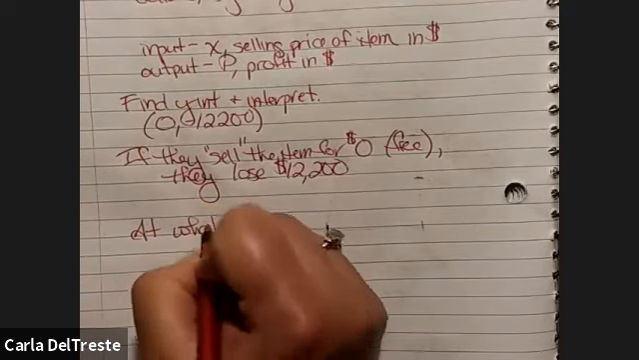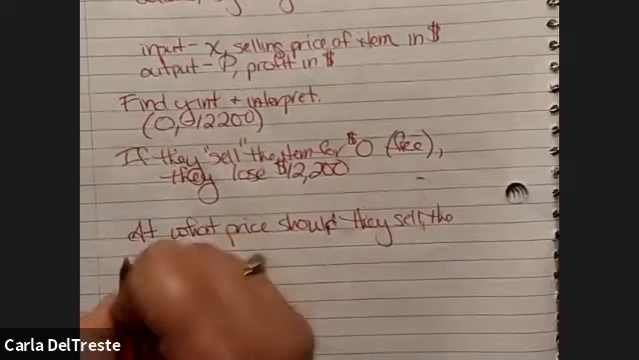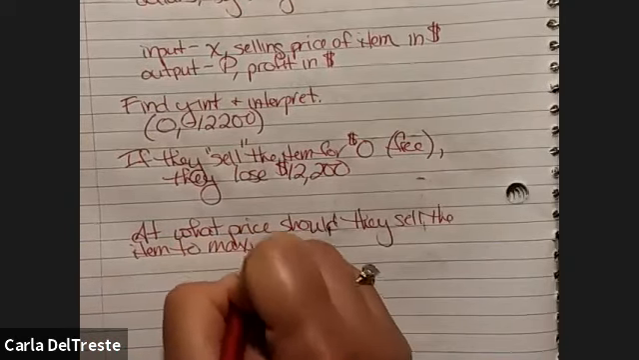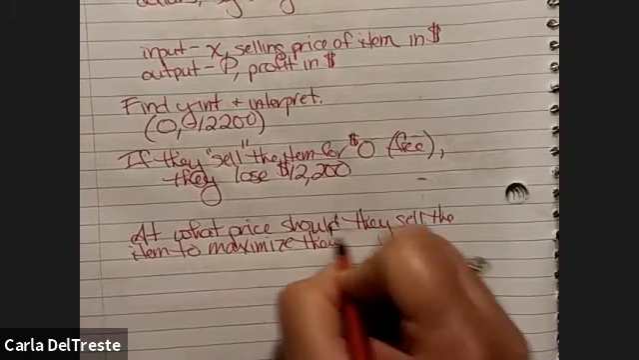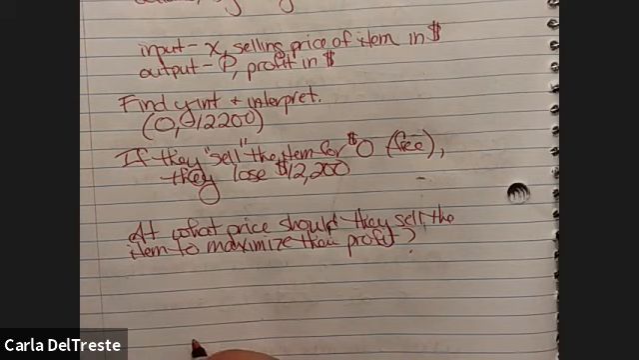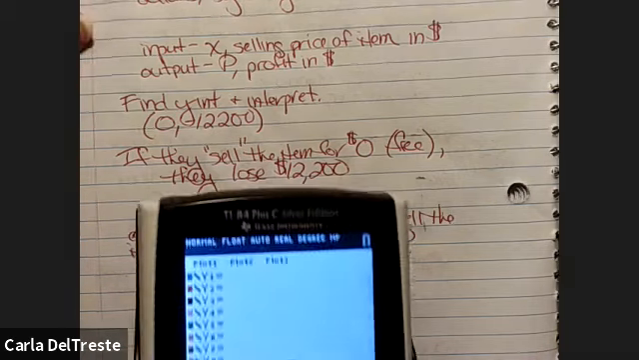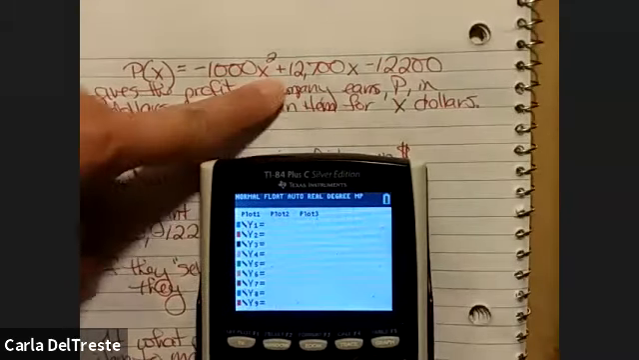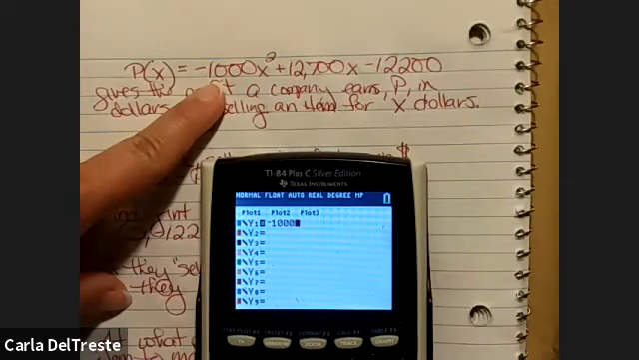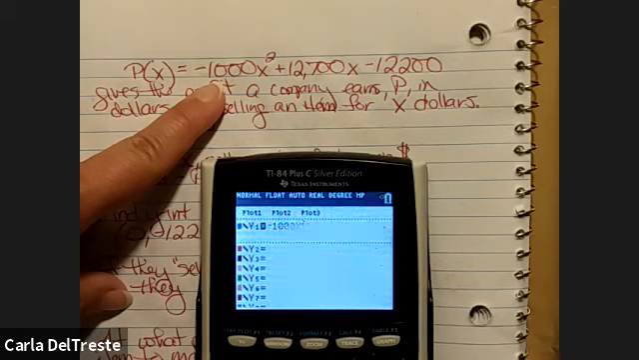At what price should they sell the item to maximize their profit? Well, again, I got a clue here. Maximize their profit. Okay, that tells me I should be finding a vertex. Well, instead of doing all of the work with the axis of symmetry and doing it algebraically, let's just do this one in our calculator, especially because the numbers are so big, okay? So we're going to type in negative 1,000 x squared. Oops, I did that backwards. Negative 1,000 x squared plus 12,700 x minus 12,200.